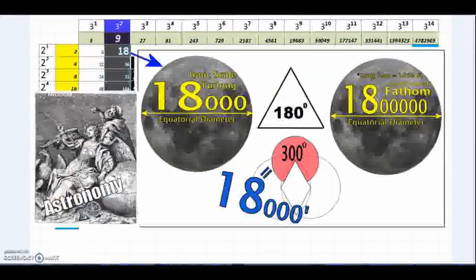But what we have is, first, astronomy, and so we have the moon measured one by the Ionic scale, and one by the long foot, also sometimes called the Persian foot. One long foot is 1.056 of modern feet.